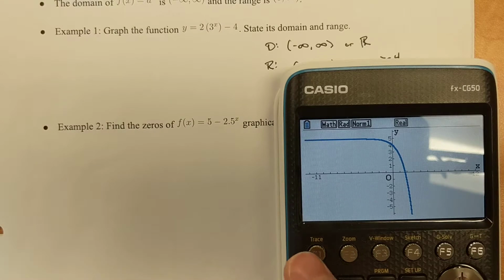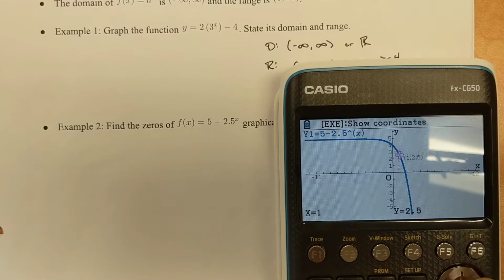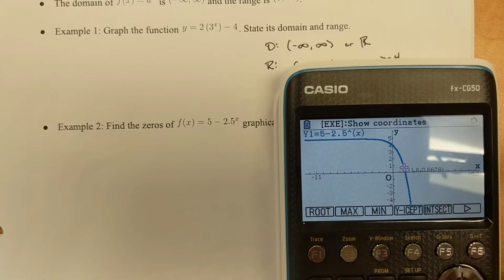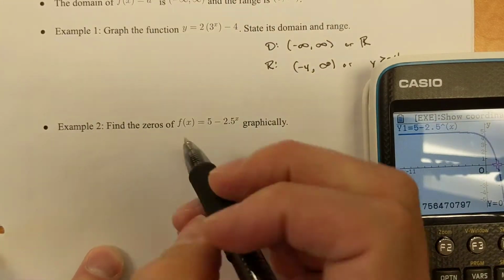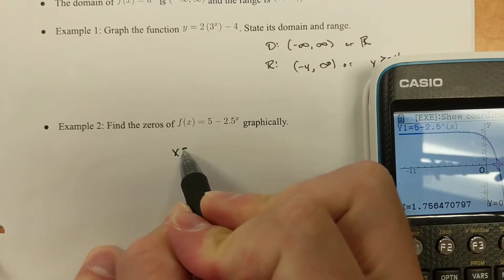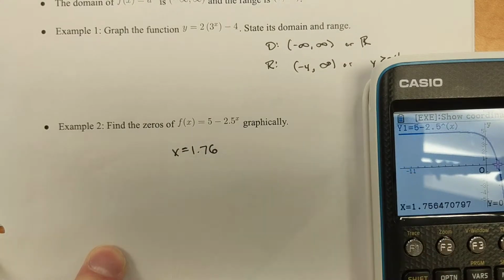So there's one of two ways you can do it. You can use the trace command and try to kind of approximate it. So it's somewhere between, so there's positive, so x of 1.6 has a y of 0.6, and if I go to 1.8, so it's somewhere between 1.6 and 1.8, so probably about 1.7. On a Casio, if you press F5, G-solve, and select root, it'll actually give you the exact value, so I was right, it's about 1.76 if you round it.